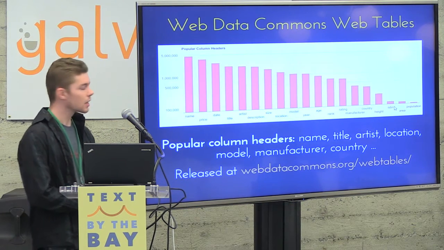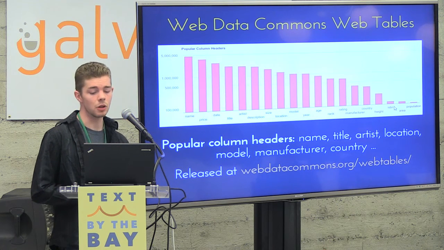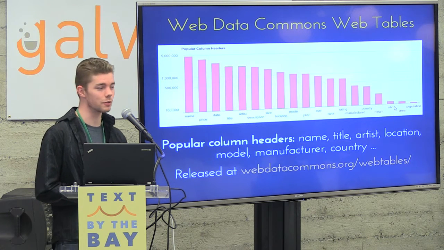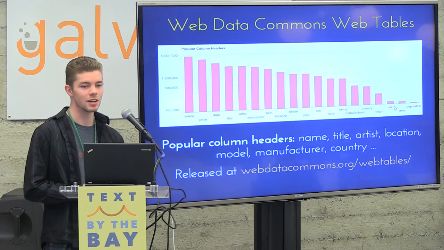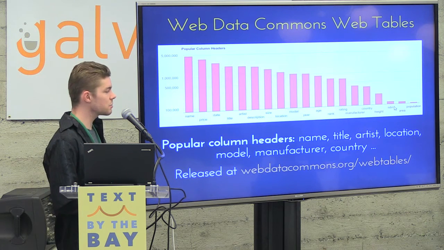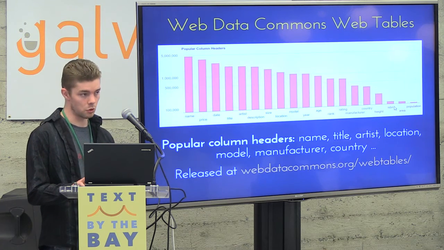Now, the popular column headers that they have are things like name, title, artist, location, model, manufacturer, country, the exact sort of things you would want for, say, your NLP parsing system to have in a gazetteer. And it just keeps going on as well. ISBNs, a huge list of things that would usually be incredibly difficult to pull out.